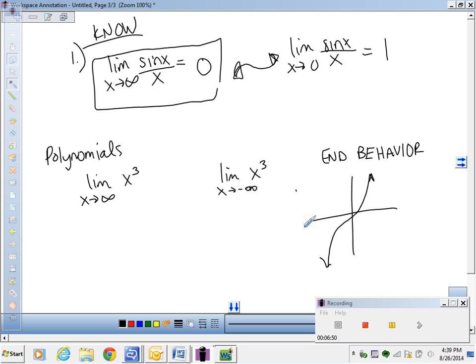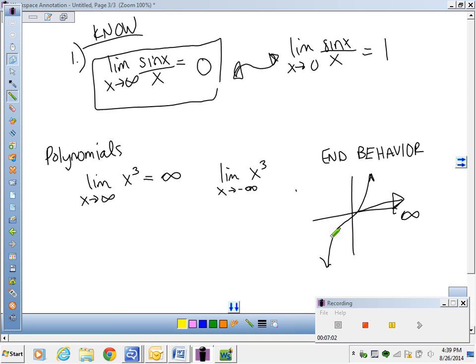Right, so what's the end behavior? As x is approaching infinity, that's to the right over here, what happens? This is equal to positive infinity. It goes up. And then as x is approaching negative infinity, so going this way, what happens to the end? It goes down. It falls down. So that equals negative infinity.